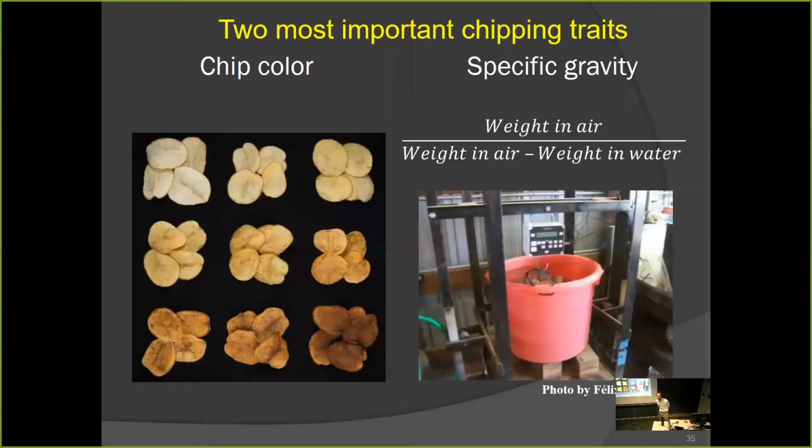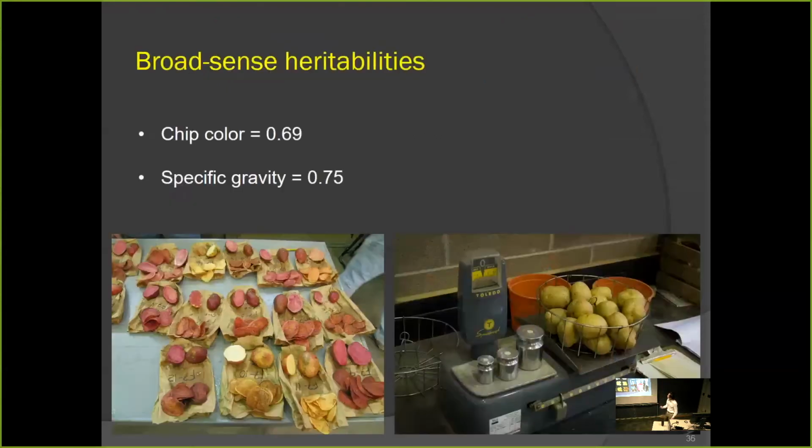Now I'm going to explain how I measure the chip color and the specific gravity. For measuring chip color, I use a 9 scale. This is 1, 2, 3, and this is 9, the darkest one. And to measure the specific gravity, I use this equation: weight in air divided by weight in air minus weight in water. And I have measured during 4 years, from 2010 to 2013.